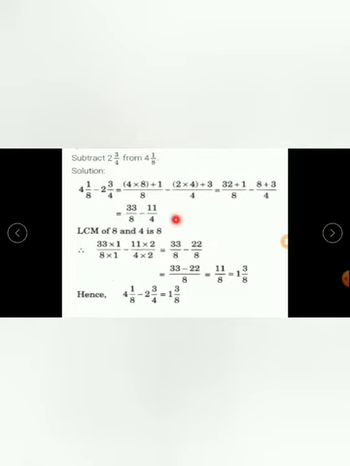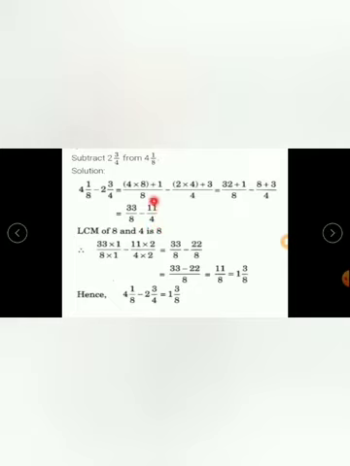Now normal method. What do you have to find? First we have to find the LCM. Then we have to convert it into like fractions and then subtract. Now the LCM of 8 and 4 is 8 itself. There are common factors between 8 and 4, so the LCM will be 8 itself. So the first fraction, no need of changing.